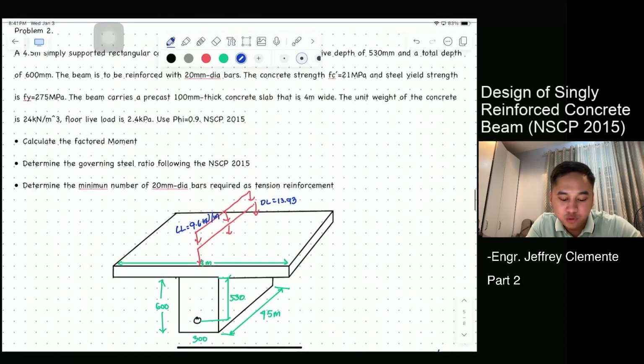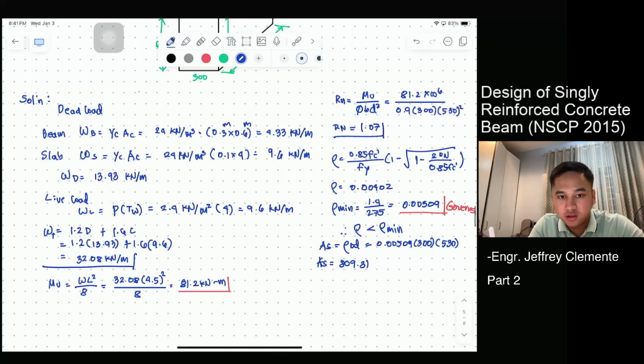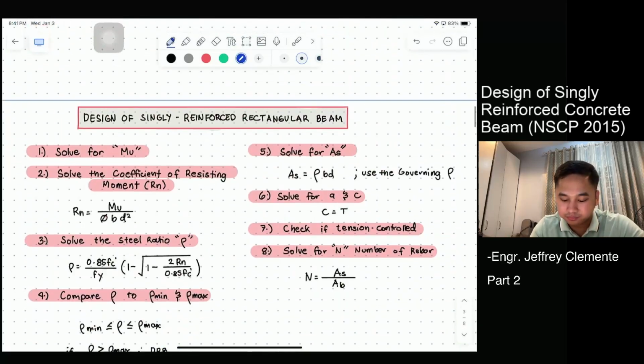Now, we may not check na kaagad kung nag-yield ba siya or kung tension control ba siya or not. Why? Kasi sabi sa problem, use phi 0.9. Pero, if hindi naman sinabi ganyan, you have to check. Tama ba yung assumption mo na phi is 0.9? How do you check? Using C is equal to T. In our previous video, using C equals T, you can solve the a and c. Then using that c, makukuha mo na ngayon yung fs. Then malalaman mo na tension control siya or nag-yield ba siya or not. But in this case, hindi ko na siya check. I'll skip this process.